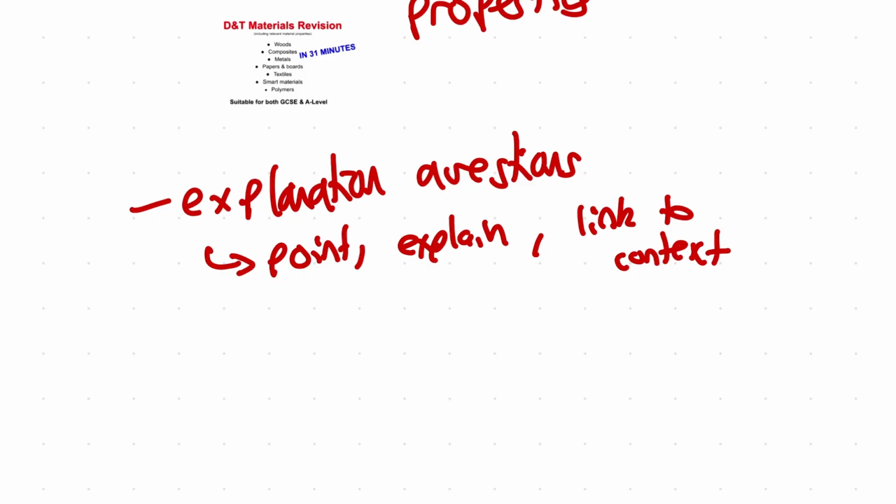For example, a question about plastic being used in children's toys, maybe the point is plastic is hard, and by the way, hard means it resists scratches. The explanation could be something like, therefore the product will last a long time, and the link would be, it can be donated or reused by other children in the future. You want to use connectives like which means that and therefore in your answer.